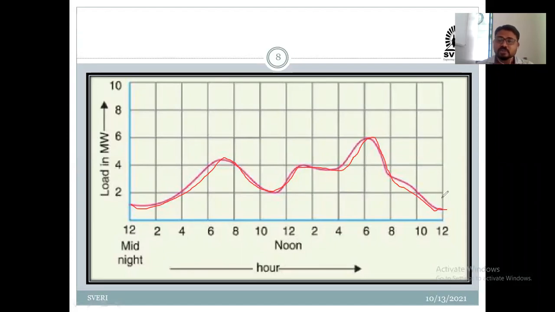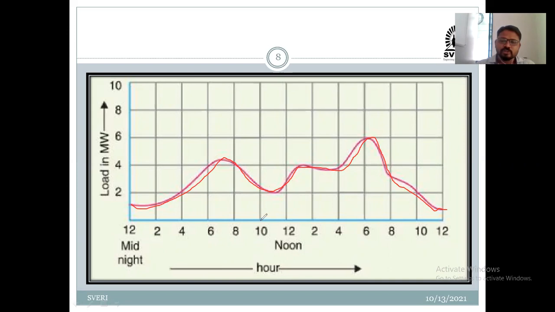Whenever in future someone asks you, as an engineer, what load was connected to the system yesterday at 10 a.m., then with the help of this graph it is easily possible for everyone to tell them how much load was connected at yesterday 10 a.m.